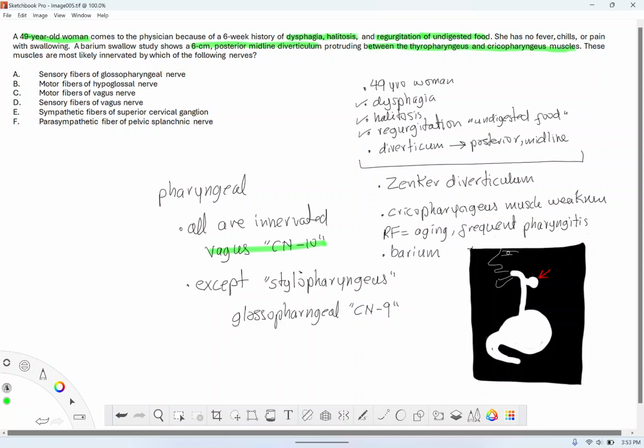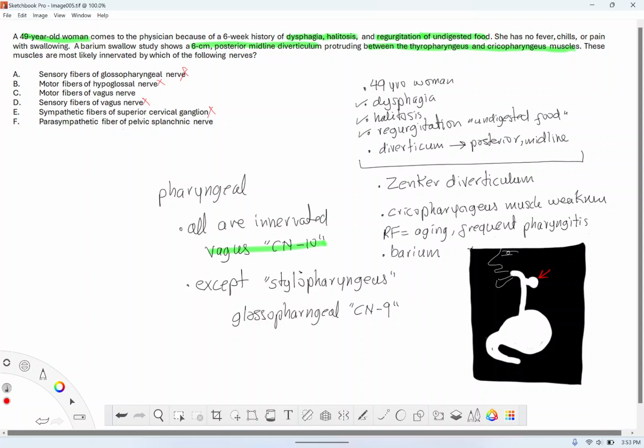Sensory fibers of the glossopharyngeal nerve? Nope. Remember, we said the glossopharyngeal nerve innervates only stylopharyngeus, so that's not it. Motor fibers of the hypoglossal nerve, that supplies the tongue. Motor fibers of the vagus nerve? Sure. Sensory fibers of the vagus nerve? No. Sensory fibers of the vagus nerve are more for the GI tract, the mucous glands, and so forth. Sympathetic fibers, superior cervical ganglia. The superior cervical ganglia is right at the top of the lung, the apex of the lung, which is involved in Horner syndrome, right? So think of those things.